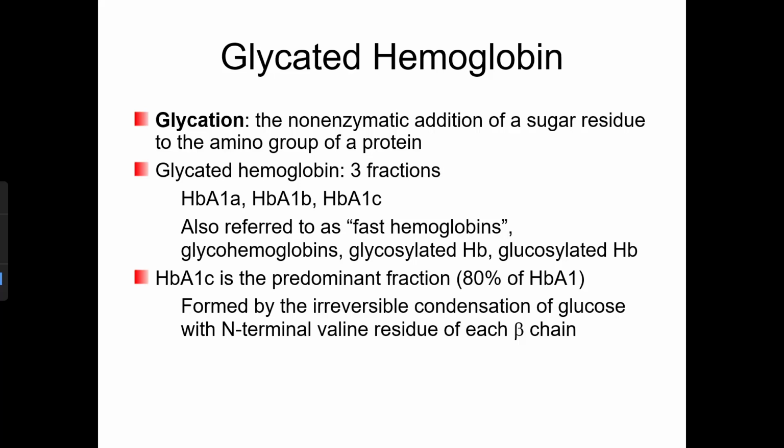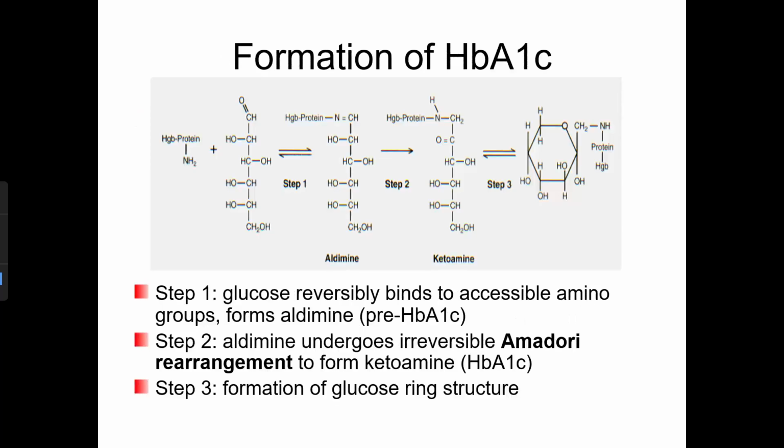Glycation, so the non-enzymatic addition of a sugar residue to the amino acid group of a protein. Glycated hemoglobin has 3 fractions: HbA1a, HbA1b, HbA1c, also referred to as fast hemoglobins. Glycohemoglobins, glycosylated hemoglobin, or glucosylated hemoglobin. HbA1c is the predominant fraction, about 80% of HbA1, and it's formed by the irreversible condensation of glucose with the N-terminal valine residue of each beta chain of hemoglobin.